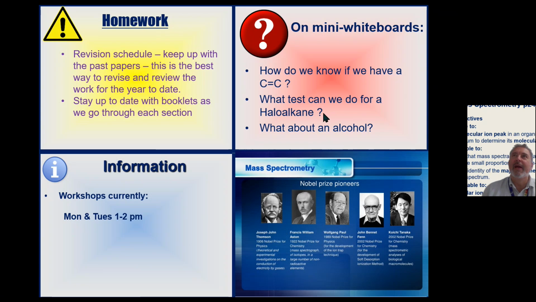Haloalkane, how would you test for a haloalkane? Okay, so a haloalkane has got bromine or chlorine or iodine in it. If you add silver nitrate to it, in the right conditions, you'll actually turn it into the alcohol, and the halide will come off, and it will react with silver to form either silver chloride, silver bromide, or silver iodide. And we know the test for those.